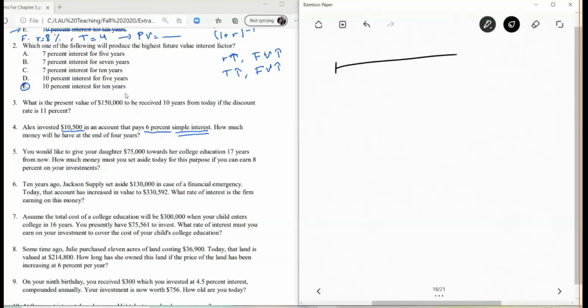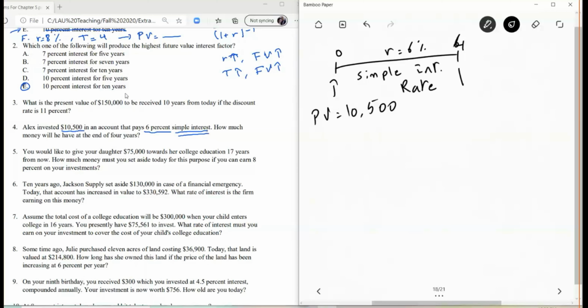So here, at time t equals 0, Alex invested a present value equal to 10,500. This investment is over a 4 years period. The interest rate R is equal to 6%. However, this is a simple interest rate.